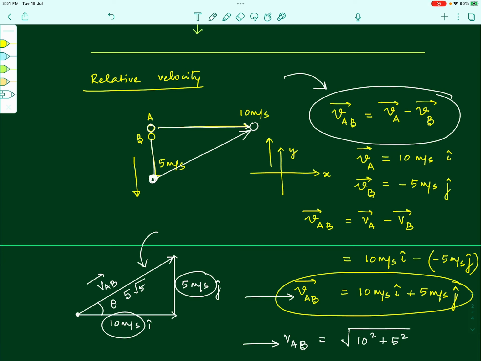So, relative motion, or in particular relative velocity, is a topic where you need to be thorough with vectors as well as a little bit of visualization. If you can visualize situations correctly, there is no point you will make a mistake. You will always be able to get your answers correct.